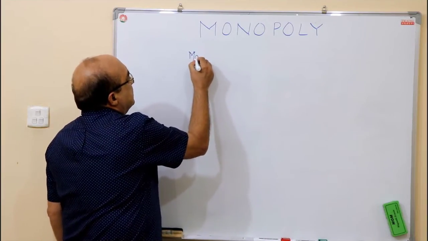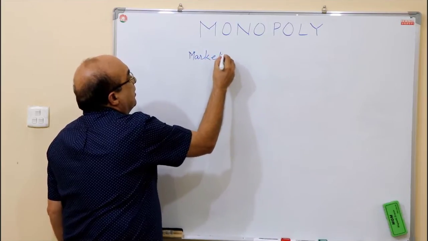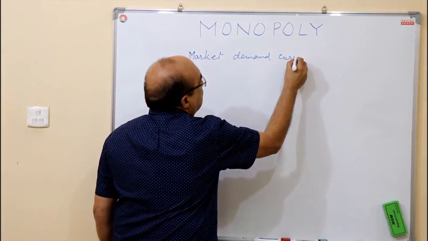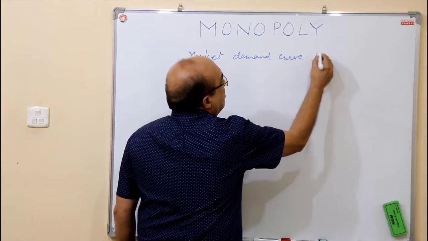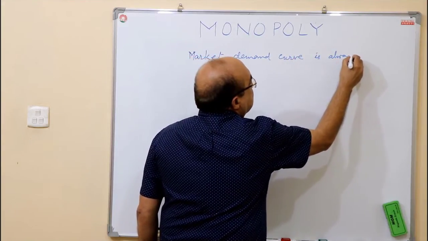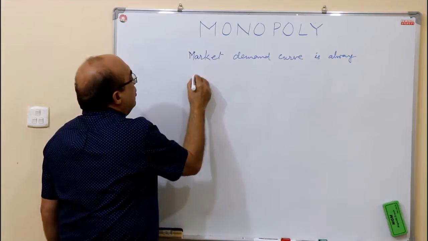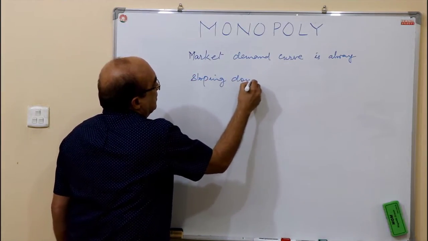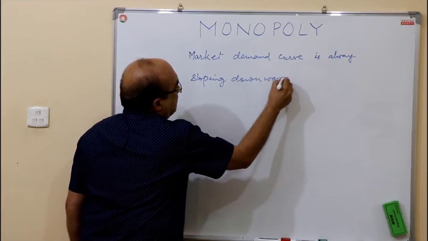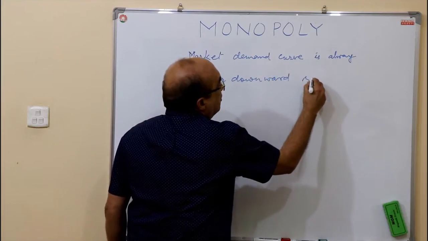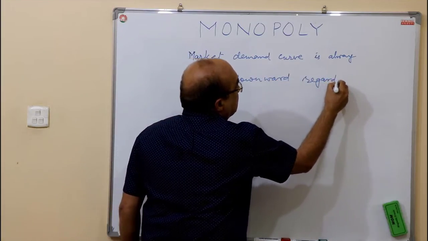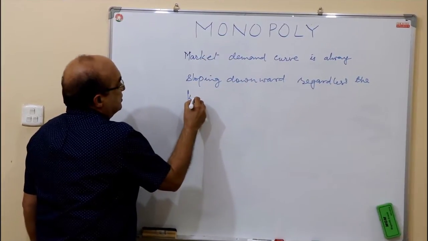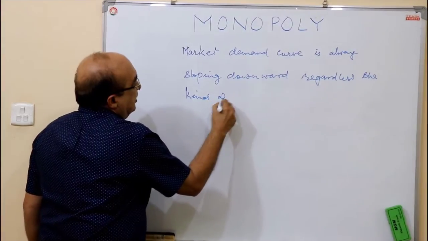The market demand curve is always sloping downwards, regardless of the kind of market.